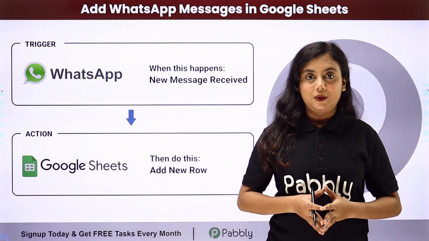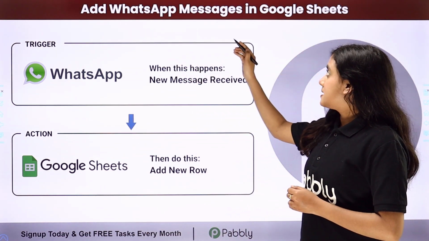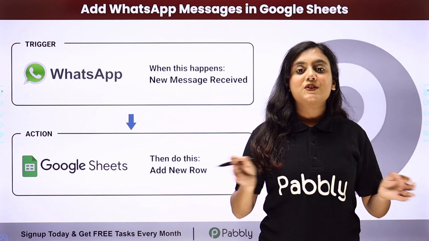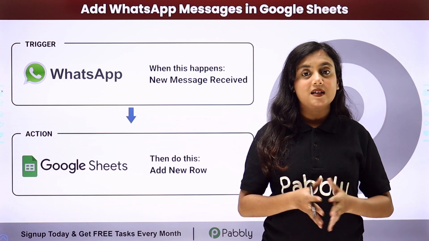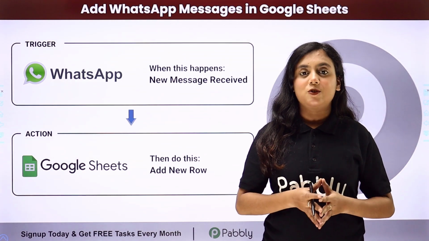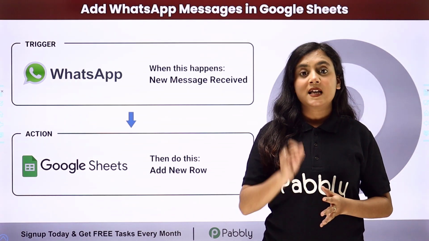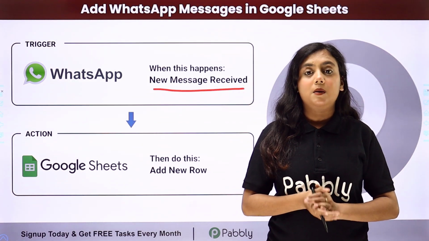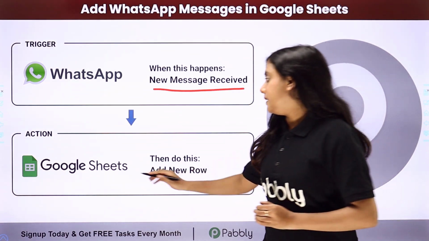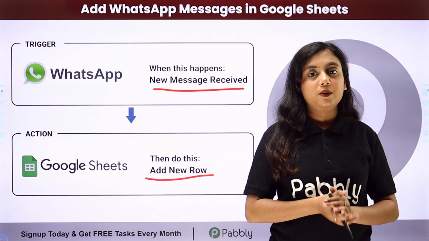In this video, we are going to learn how to add WhatsApp messages in Google Sheets. So I am a business owner and I am sending WhatsApp messages to all of my customers with the help of WhatsApp Cloud API. And what I want is that every time a new message is received on my WhatsApp Cloud API number by my customer, automatically that data should be added into my Google Sheets.